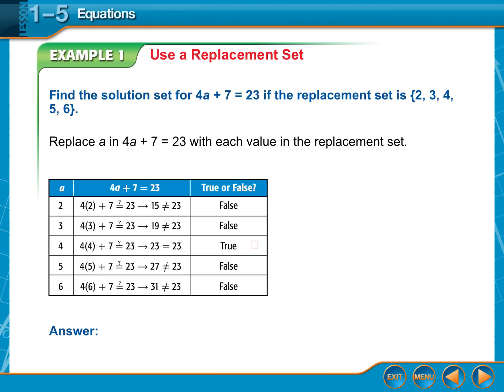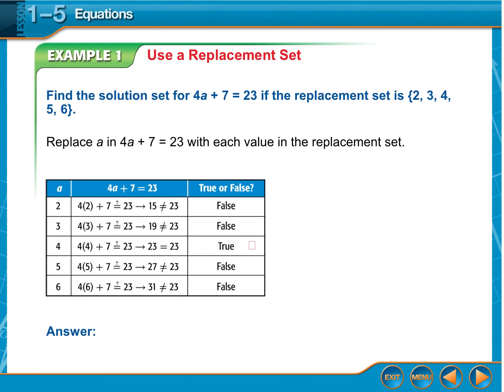Okay, so on example 1, it wants us to find the solution set for 4a plus 7 equals 23, if the replacement set is 2, 3, 4, 5, and 6. So, what that means, they did this one for us to show us, they're taking all of these numbers and doing what with them? Substituting in for what? A. They're substituting it in for A here, okay? So in this one, they substituted 2 in. They got 15 equals 23. Is that true or false? That is false, so it didn't work, okay?